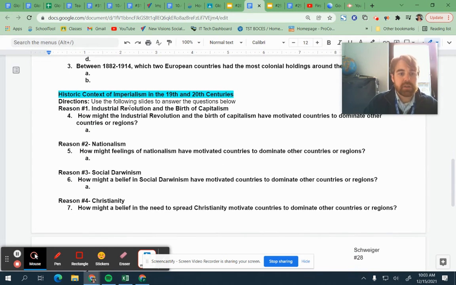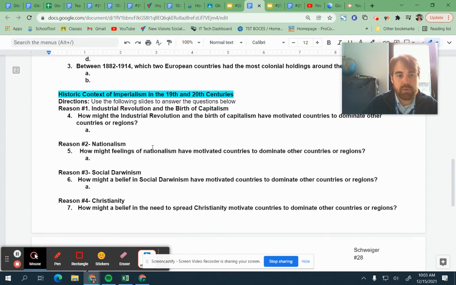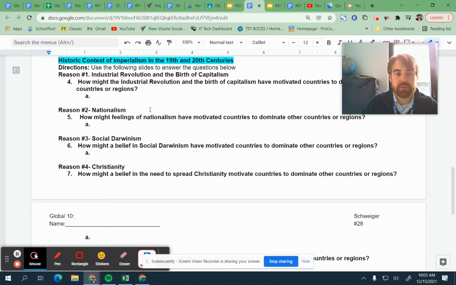So that's the geographic context. Now think about the historic context. What allowed Europeans to be able to do this? We have 5 reasons here. For reason 2, just put skip. In class we skip this, so don't worry about this one.